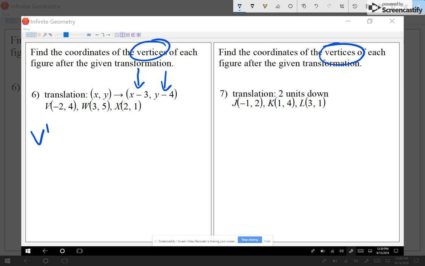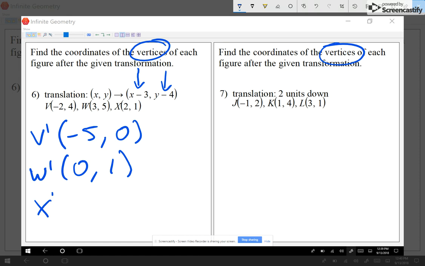So if I want to know the coordinates of v prime, I'm going to get -5, 0. Because on my x value, I subtracted 3, right? -2 minus 3. And on my y value, I did 4 minus 4 because I have to subtract 4. Now, if I want to get my w prime, I'm going to get 0, 1. And if I get my x prime, I'm going to get -1, -3. Once again, on the x value, I subtract 3. On the y value, I subtract 4.